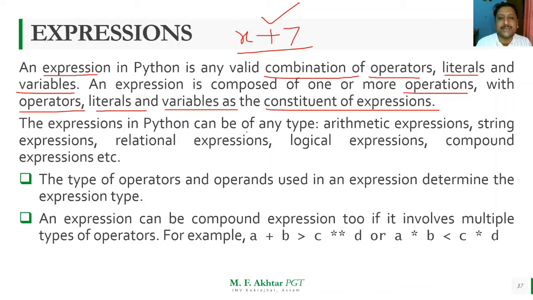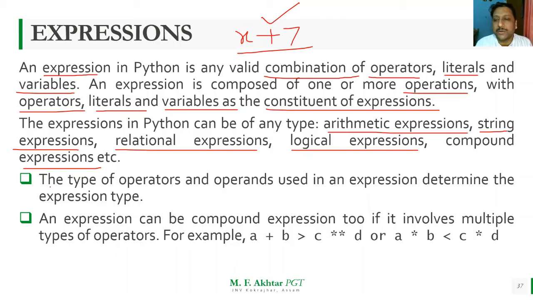The expression in Python can be of any type. Many types of expression can be defined, depending on the operator we use. Whatever operator we use, the expression will become that type of expression. If we are using an arithmetic operator, then it becomes an arithmetic expression. See, this plus is an arithmetic operator and 7 is a number, so this is called an arithmetic expression. Similarly, a string expression, relational expression, logical expression and compound expression can be defined.